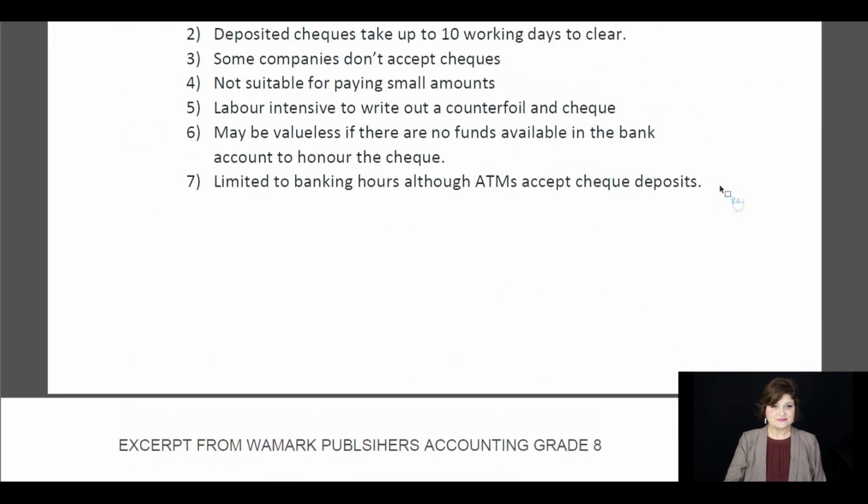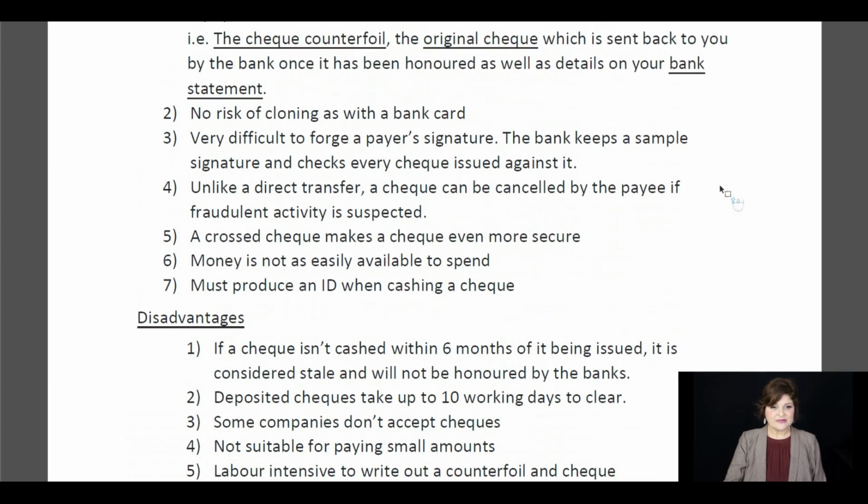All right. Next one, number 6. Money is not easily available to spend. Carrying a checkbook around is cumbersome, and it's not easy to just write out checks for small amounts for a cool drink, or if you go to 5 or 10 shops in a day, if you're doing your month-end shopping, to write out a check for everyone, it is much easier to just swipe a card. Number 7, must produce an ID when cashing a check.